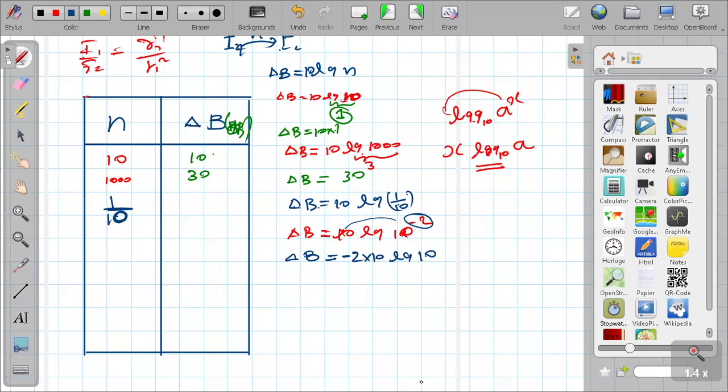What is LG 10? Very bad name. See this. One. It's 1.